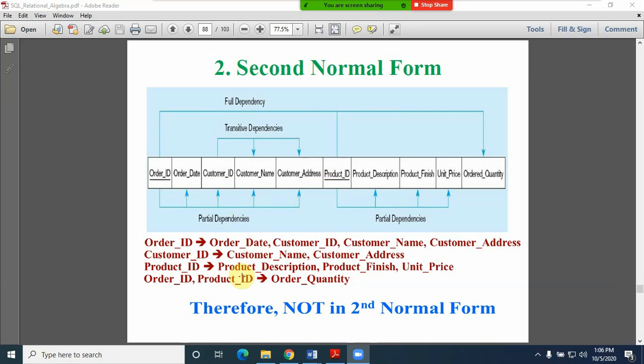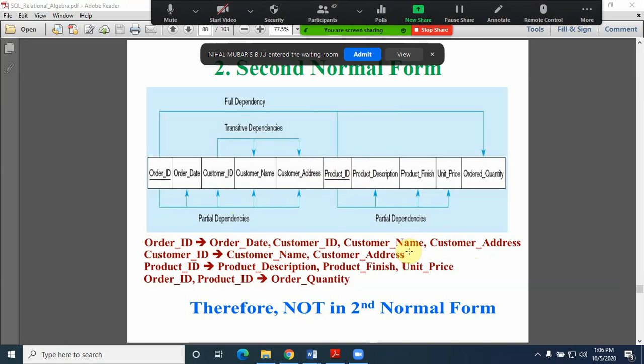Whereas if I am observing the details about order date, customer ID, customer name and customer address without referring to the product ID, you can easily identify them from the order ID. You can get order date, customer ID, customer name, customer address. That is the first thing. And another important thing, friends, is the customer ID, customer name, customer address.